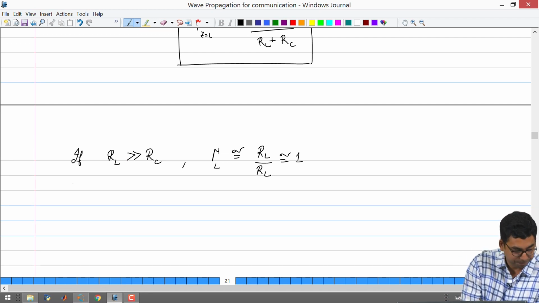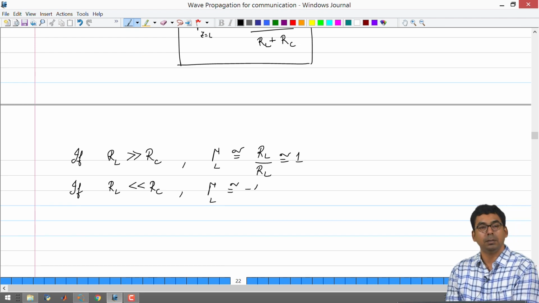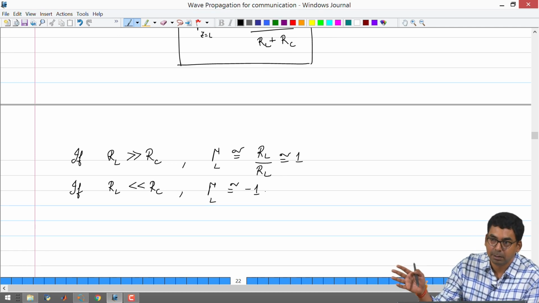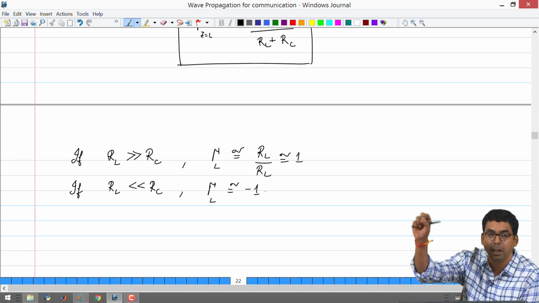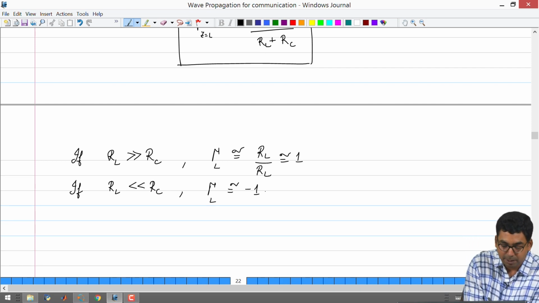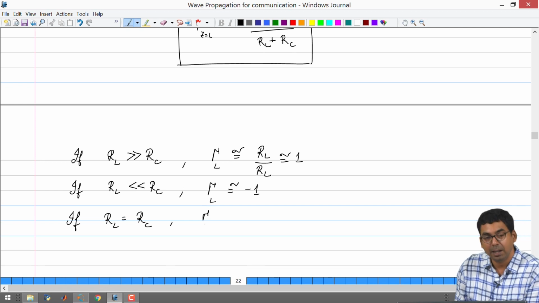If RL is very much less than RC, then your gamma L will become minus 1, which means that if at the load end your load resistor becomes 0, in other words you are shorting the ends of the transmission line conductors, you will have a voltage reflection coefficient of minus 1. And if RL is equal to RC, gamma L is equal to 0.